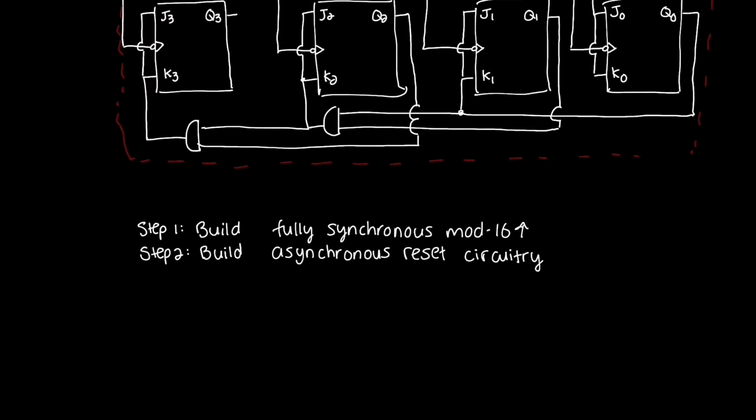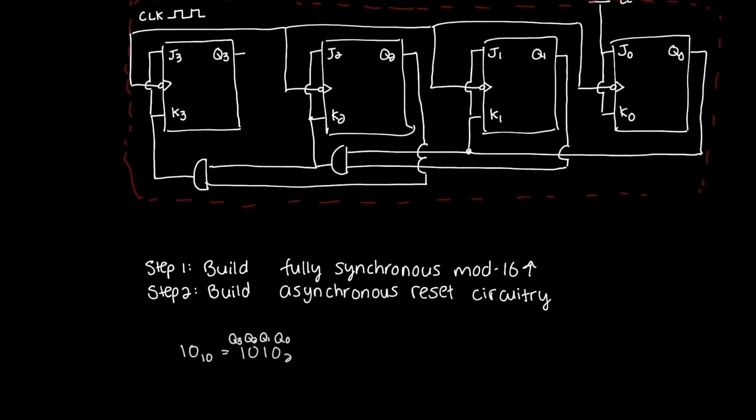And how does that work? So 10 in decimal is equal to 1010 in binary, which has a nice kind of symmetry about it. So the bits that are high are Q3 and Q1. So as soon as these go high, I would like to reset the counter.